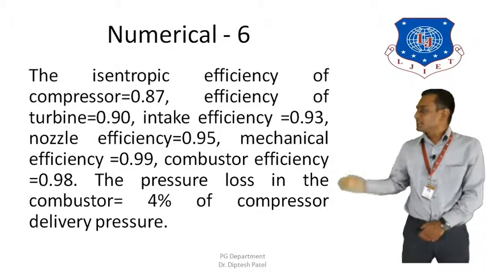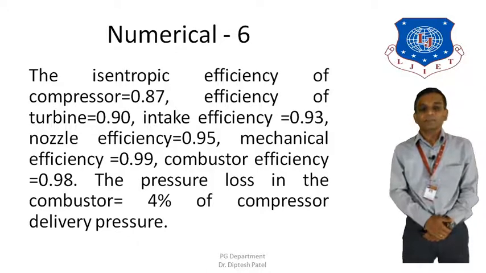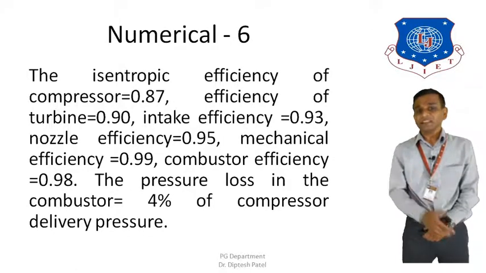Then the different efficiencies are given to us. The isentropic efficiency of the compressor is 0.87 or 87 percent. The efficiency of the turbine is 0.90 or 90 percent. The intake or diffuser efficiency is 0.93 or 93 percent. Nozzle efficiency is 0.95 or 95 percent, and the mechanical efficiency of the jet engine is 0.99 or 99 percent. Furthermore, the combustion chamber efficiency is also given as 0.98.